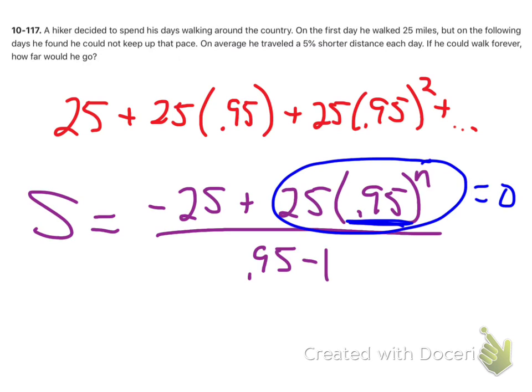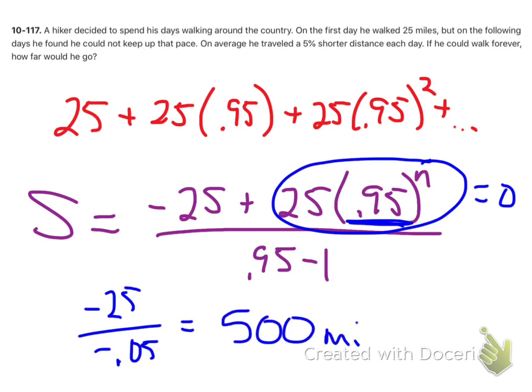So then our equation is just negative 25 divided by a negative 0.05. And our answer then is going to just be dividing those numbers. So the hiker would walk 500 miles. There we go.